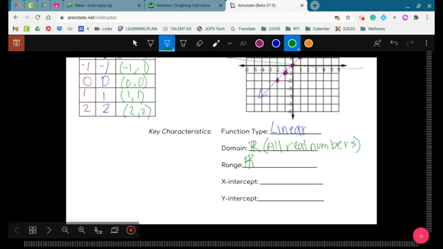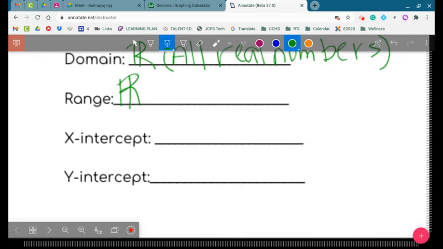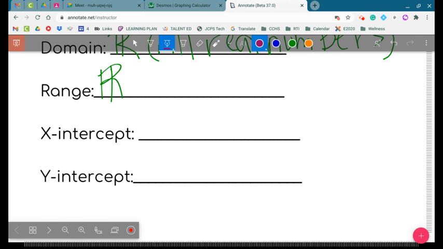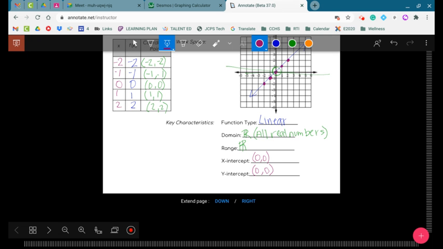And then our x and our y-intercept. This is where it crosses the x and y-axis. So it crosses the x-axis right at 0, 0, and it crosses the y-axis there also. So your x and y-intercept are actually going to be the same. Okay, any questions on our linear? Okay, we're going to move on to quadratic.